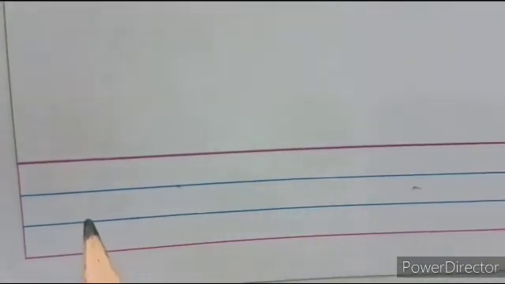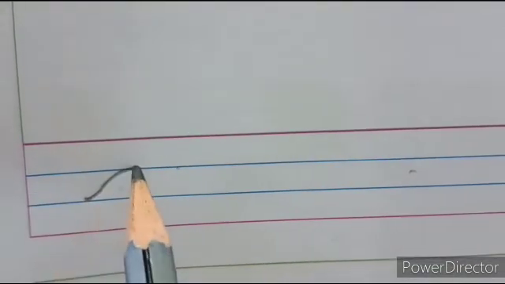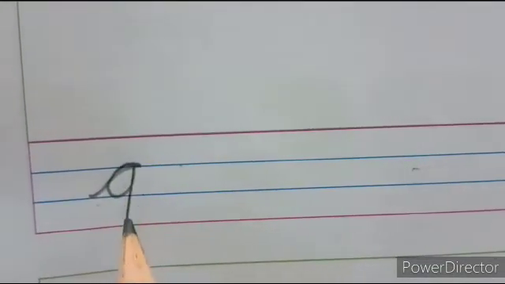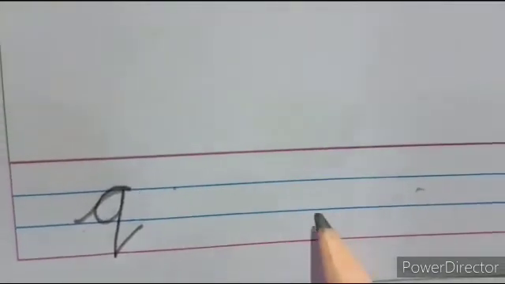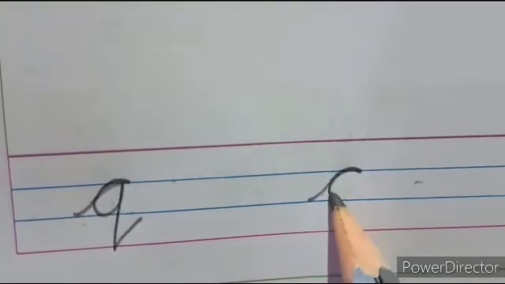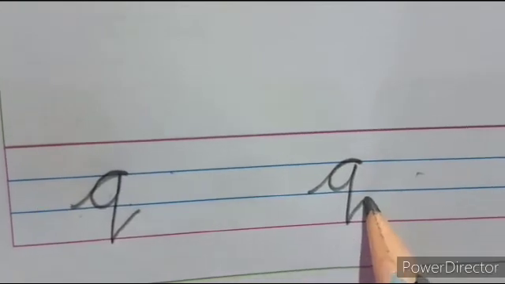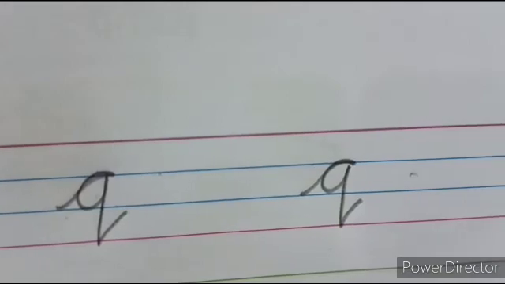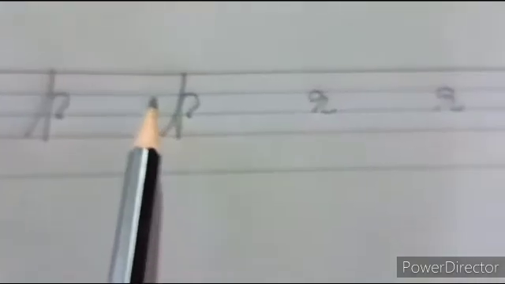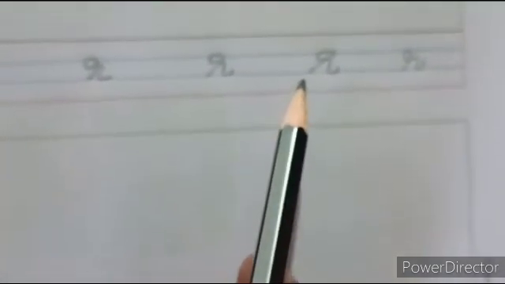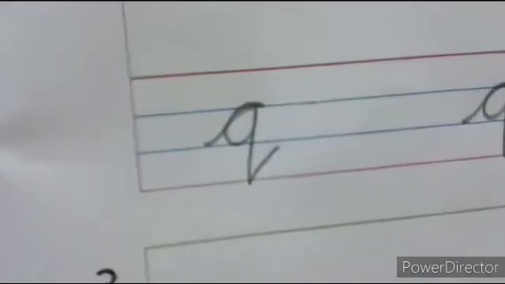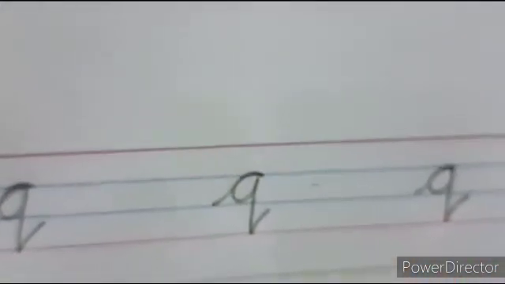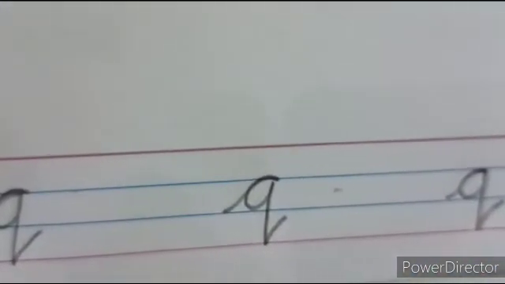Once again, let's write Q. Q, first like A. Write, come down and write Q. Tail first and write Q. This is Q. So P, R, Q. Okay, can you write? Write and learn.